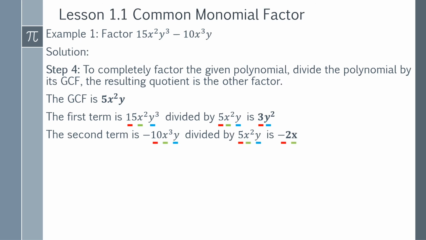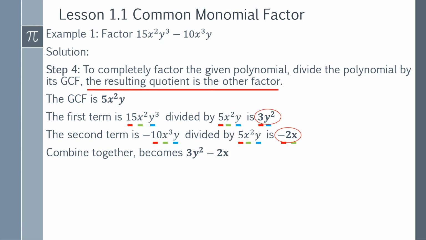Paano nangyari? Follow the lines, follow the red lines. Negative 10 divided by 5 is negative 2. X cubed divided by x squared is like 3 minus 1, x. And y divided by y is 1. So, di na kailangan isulat. Now, we're going to combine them together. Becomes 3y squared minus 2x. Saan nakuha yan? Pinagsama lang natin yung answer ng first term tsaka second term. Yung 3y squared tsaka negative 2x.